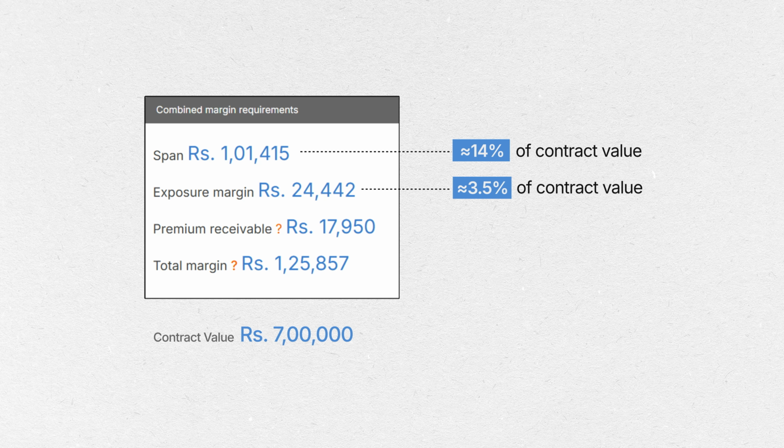The total margin comes to approximately 17% of the contract value. So to take a 7 lakh futures position, you only need to commit about 1.25 lakh upfront. This 1.25 lakh is what is called margin. It's the amount you need to lock in or deposit to assure the broker and the exchange that you can absorb adverse moves while the position is open.